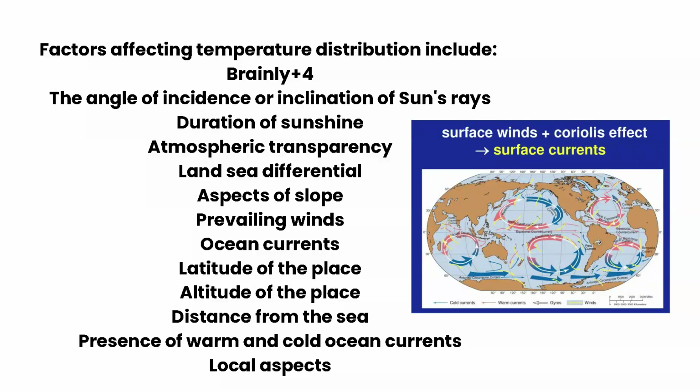Warm and cold ocean currents. Winds which are blowing from equator, they will be warm. The currents which are blowing from equator towards the land, that will be warm currents, and warm ocean currents. And winds blowing from the polar region, they will be very cool. So the land will be influenced by these currents.